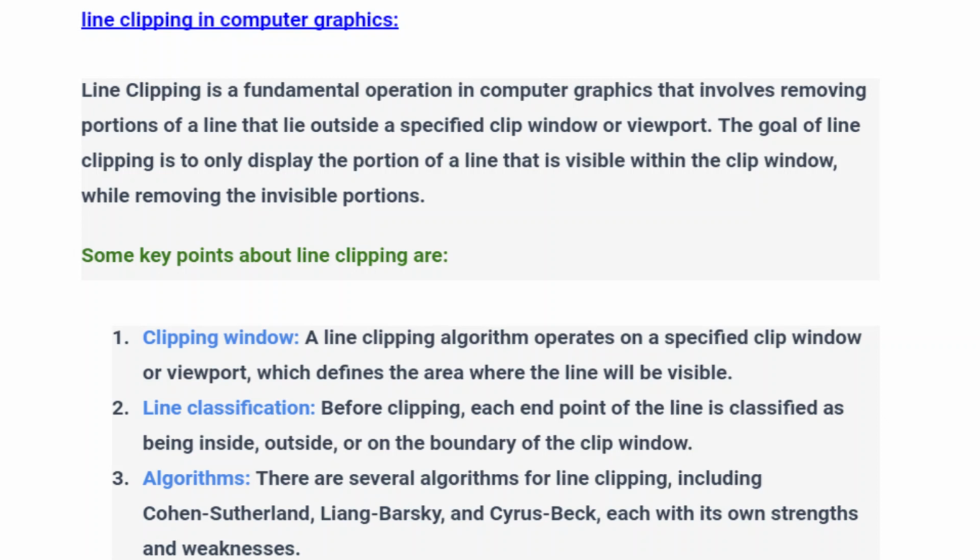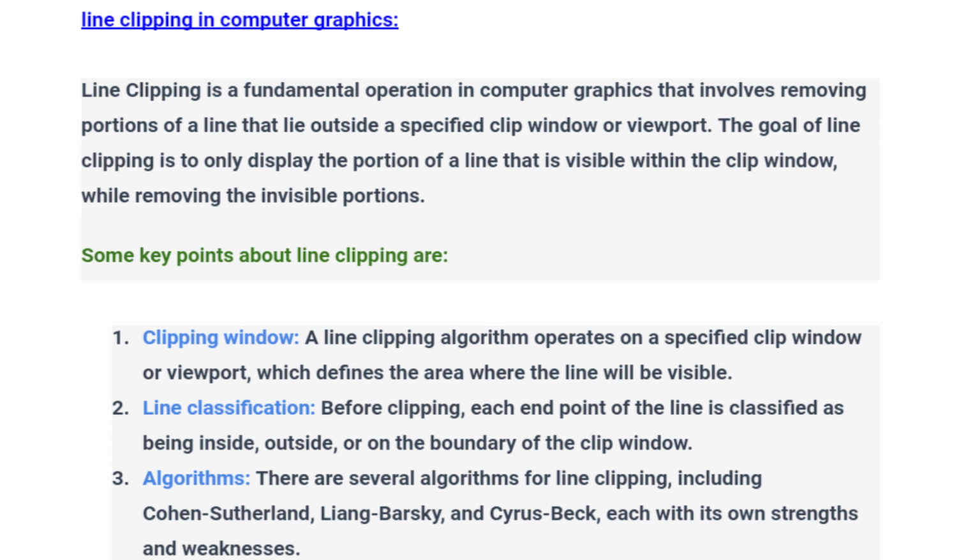Line clipping in computer graphics. Line clipping is a fundamental operation in computer graphics that involves removing portions of a line that lie outside a specified clip window or viewport. The goal of line clipping is to only display the portion of a line that is visible within the clip window, while removing the invisible portions.